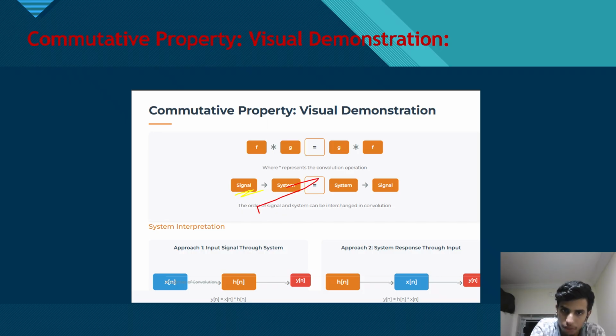When we discuss approach 2, that means the right hand side of the formula, g convolution f, sorry, system response through input. That means h of n, x of n, y of n. That means y of n is equal to h of n convolution x of n. That is nothing but system convolution signal.